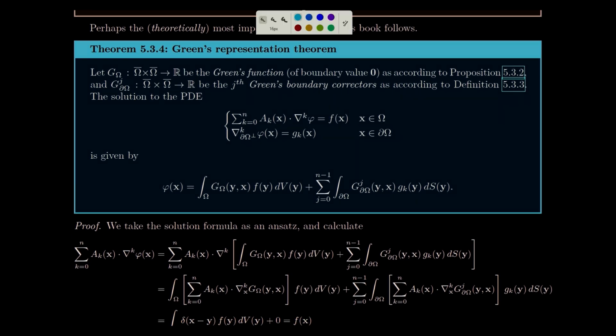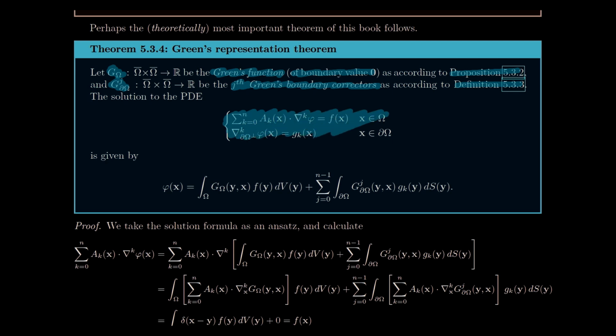And then this next theorem, even though we have a bit of a shorter section in the book today, is perhaps the theoretically most important theorem of the book. It's maybe not the easiest in practice, but in theory, this is maybe the strongest theorem we have in the entire book. This is called the Green's representation theorem. What we have here is we're going to take some Green's functions of boundary value 0, and we're going to take their correctors, the jth Green's boundary correctors, as defined in the proposition and definition, specifically for these PDEs.